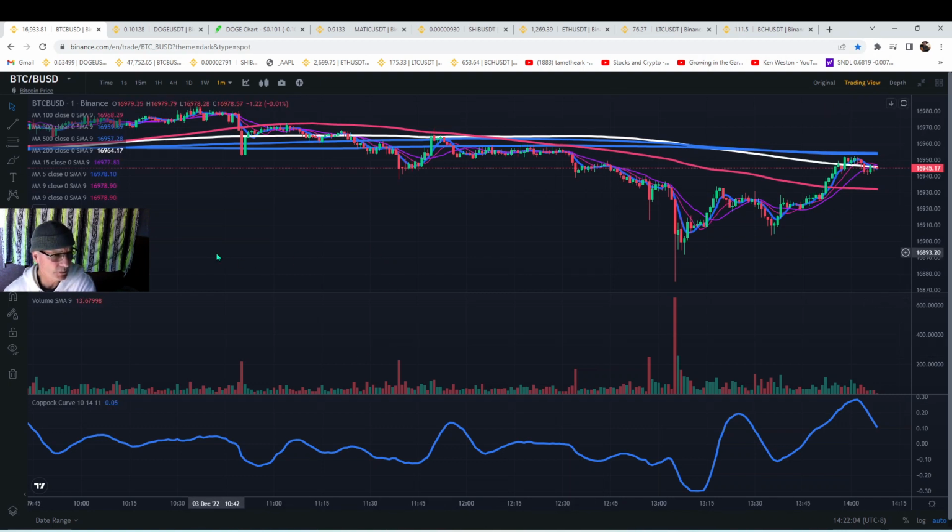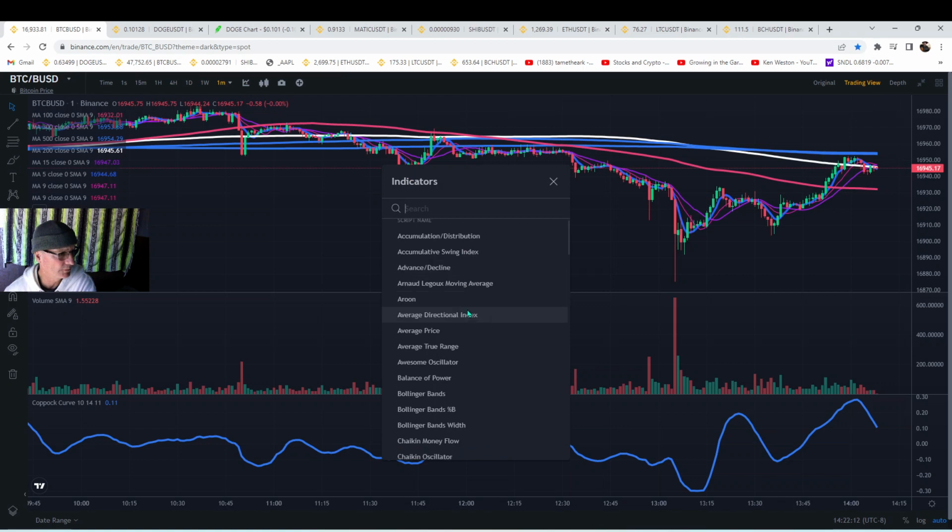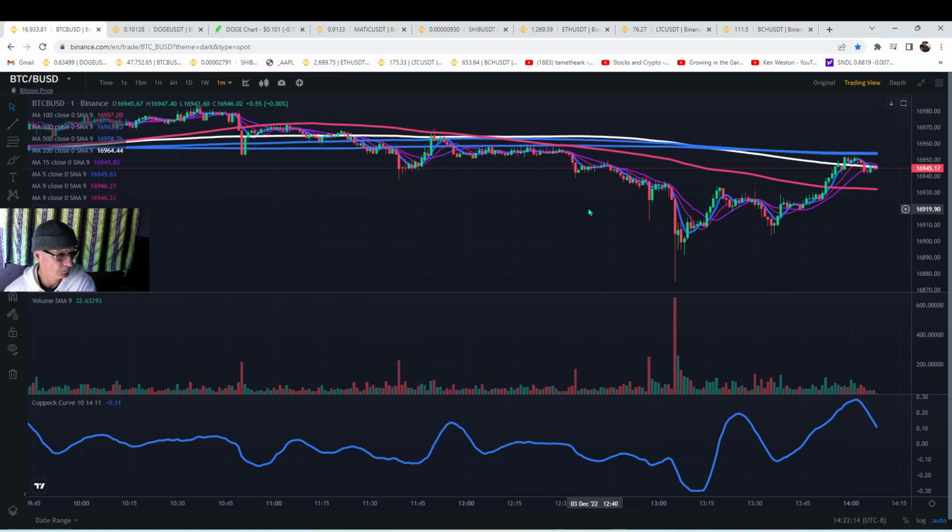and a new indicator that I'm testing out is the Coptic curve. So you come up here, get your technical, you can here find Coptic curve, put it on your charting, and it comes up here.